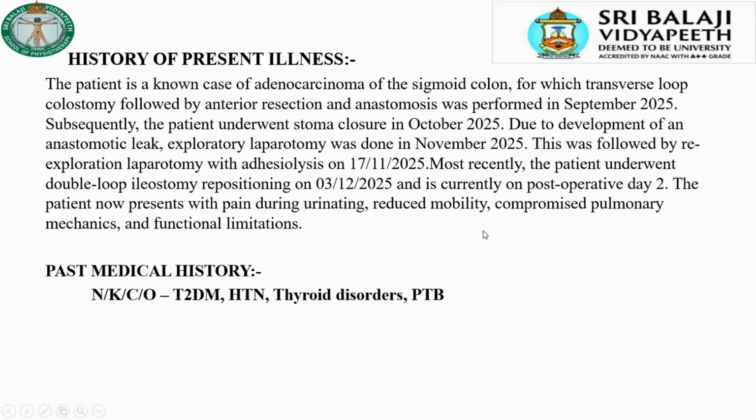History of present illness. The patient is a known case of adenocarcinoma of sigmoid colon for which a transverse loop colostomy followed by an anterior resection and anastomosis was performed in September 2025. Subsequently, the patient underwent a stoma closure in October 2025 due to development of an anastomotic leak. An exploratory laparotomy was done in November 2025. This was followed by a re-exploration laparotomy with adhesiolysis on 17th November 2025. Most recently, the patient underwent a double loop ileostomy repositioning on December 3rd. She is currently on post-operative day 2. The patient now presented with pain during urinating, reduced mobility, compromised pulmonary mechanics and functional limitation. Past medical history: not a known case of type 2 diabetes mellitus, hypertension, thyroid disorder, or post-TB.